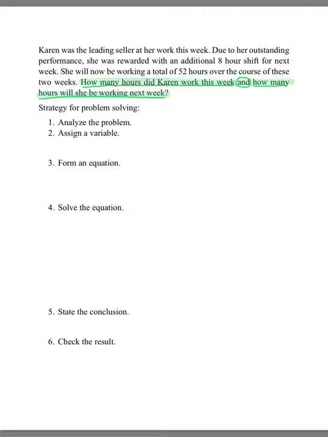So let us go ahead and assign a variable now that we know what our variables are going to represent. We'll let the variable x equal the amount of hours Karen worked this week, and we'll let y equal the amount of hours Karen will work next week. Now let us go back to analyzing the problem and seeing what other information we can extract.